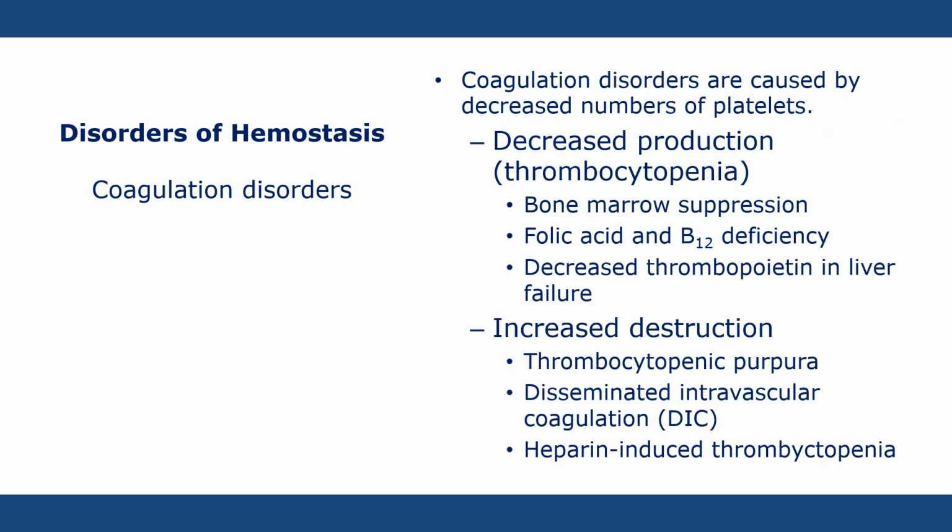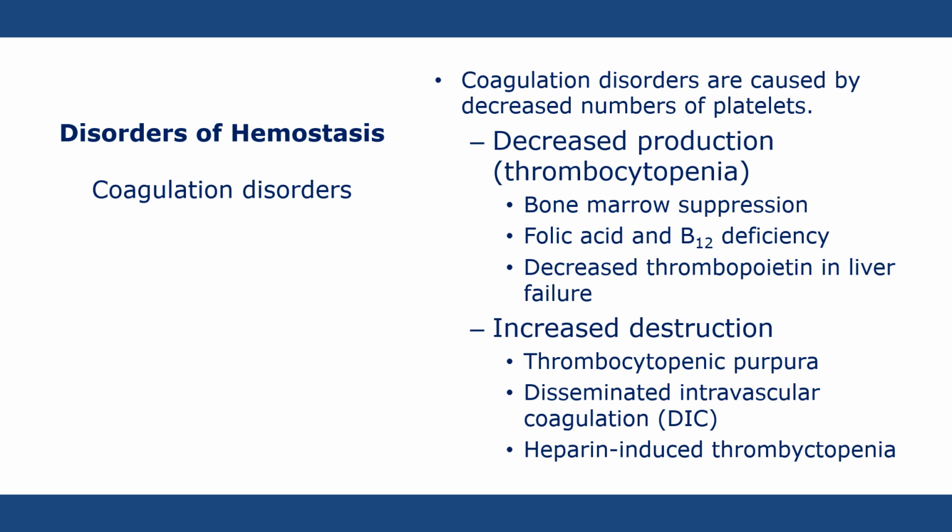Okay, so the second type of disorder is coagulation disorder. This is the opposite of the first one. This is where you have a client who is at risk of bleeding. The first category was when the client is at risk for making blood clots, right? So now too much bleeding is also a bad thing, as we know. These disorders are usually caused by a decreased number of platelets.